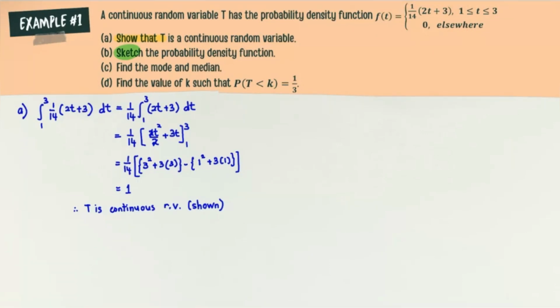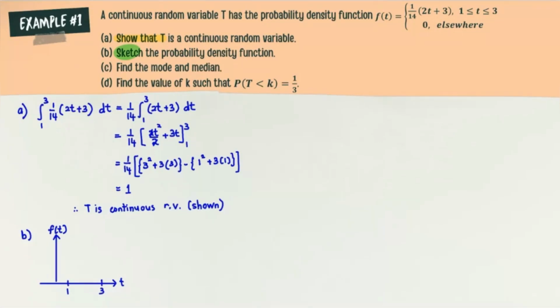Okay, so ini dia adalah function linear, so tak ada masalah. Graph kita akan straight sahaja. Tapi dia straight daripada mana? Okay, so kita ada y axis, kita ada x axis. X-axis kita adalah small t, atas ini adalah saya letak f of t, kita punya probability. Okay, so the value of t kita yang ada adalah 1 dan 3. So sini 1, sini 3.